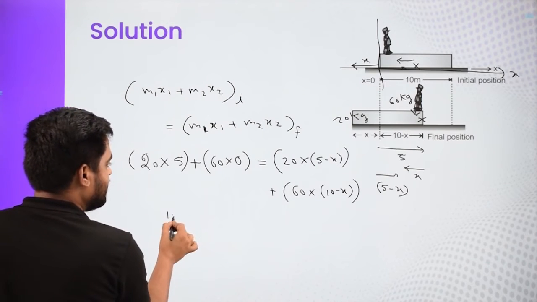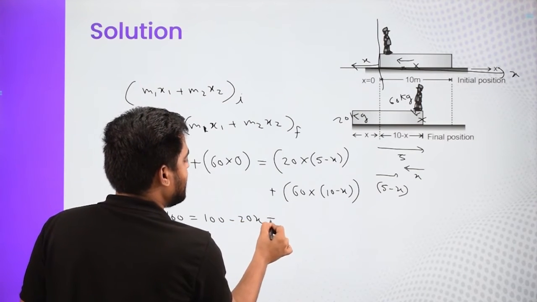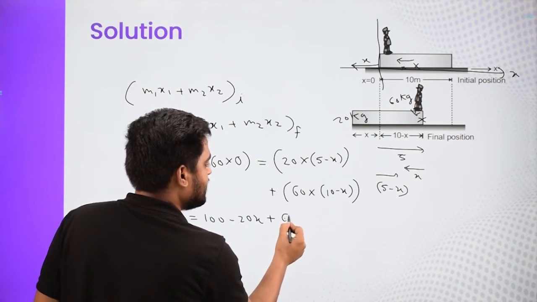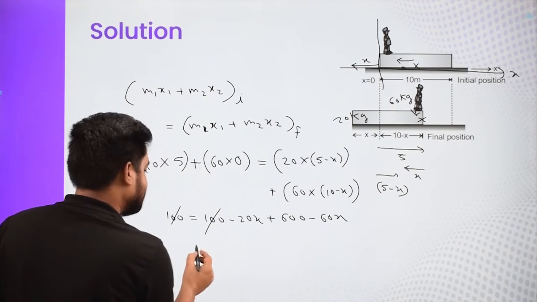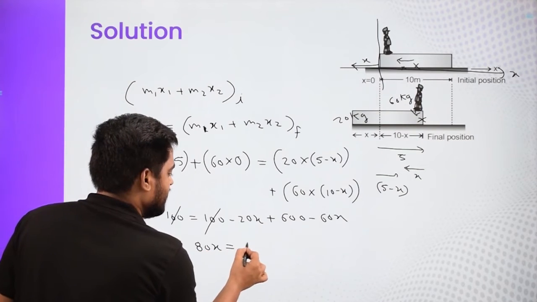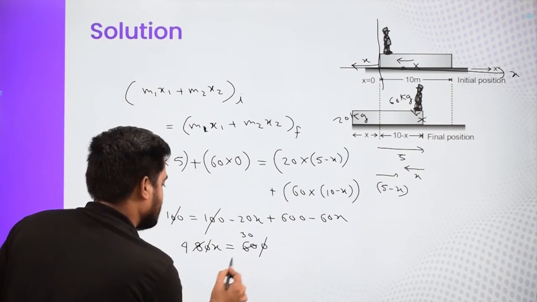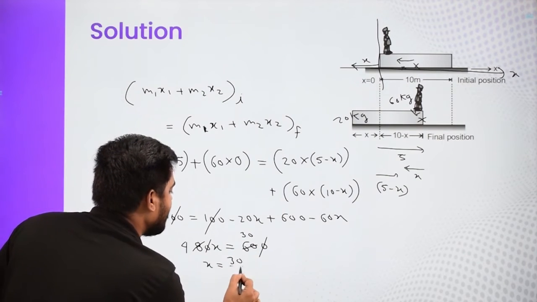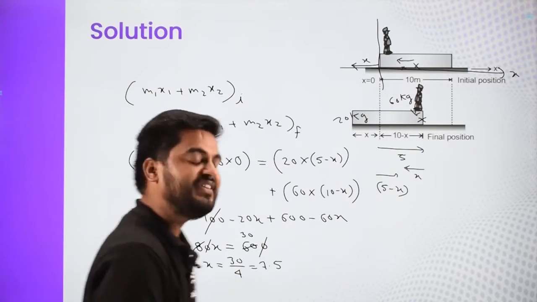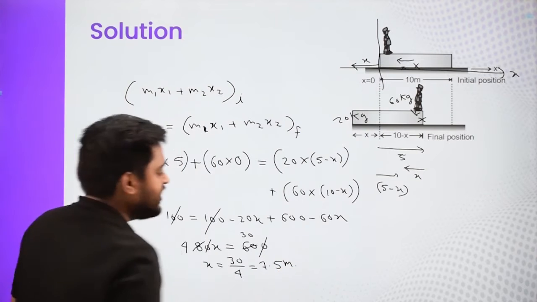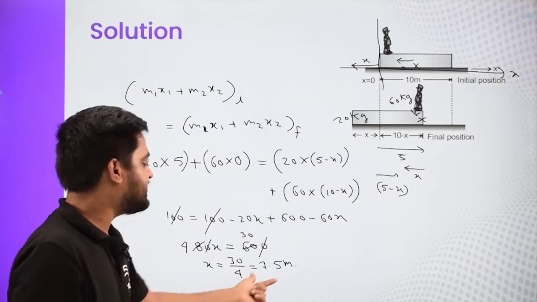So this is 100 minus 20x plus 600 minus 60x, and that gives me 20x and 60x, which is basically 80x equal to 600. So this gets cancelled, and I'll say x is equal to 30 by 4, which is 7.5. And what about units? Units are all in meters, so this is 7.5 meter. So when the person moves in that direction, the plank moves in this direction by 7.5 meter.